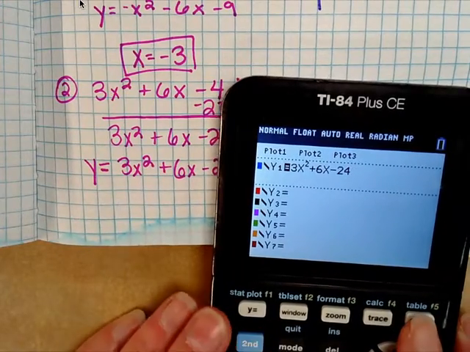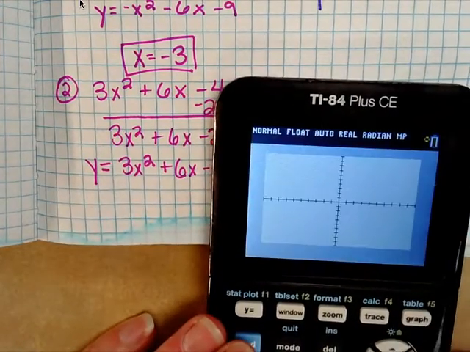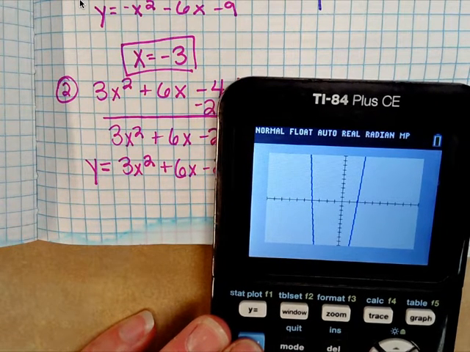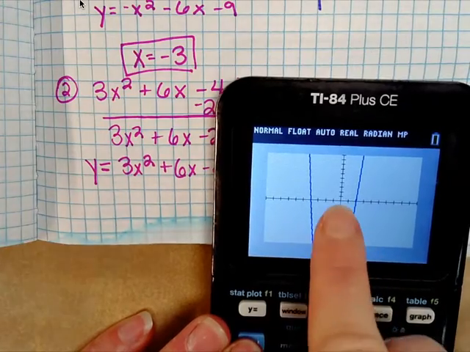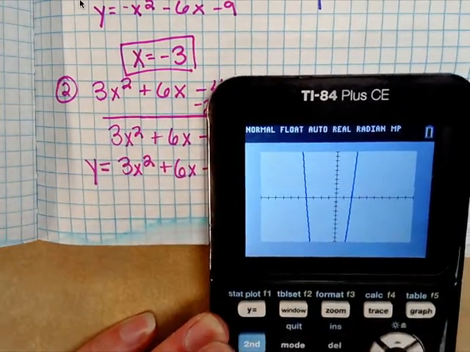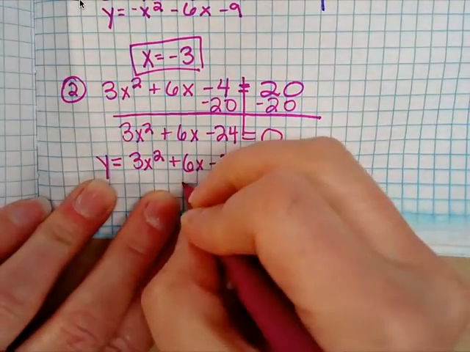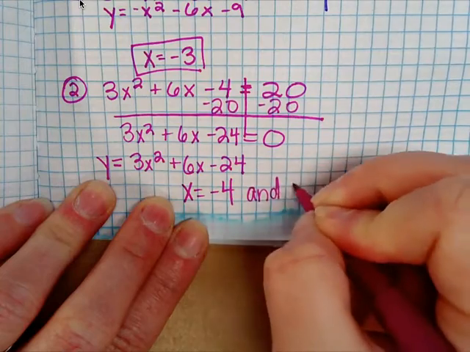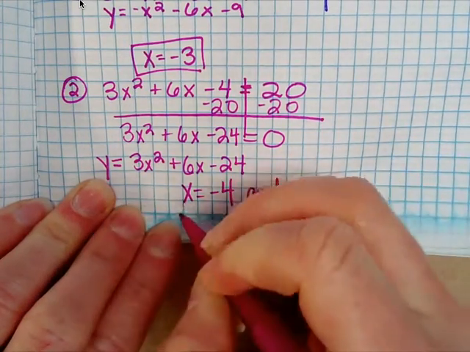All right, so hit graph. How many times does it cross? Twice? Where are those 2 times? -4 and 2. Those are our solutions. x equals -4 and x equals 2.